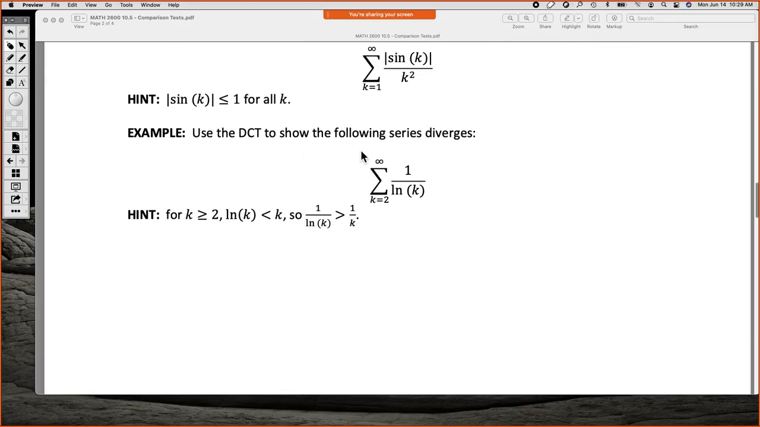All right, use the DCT to show the following series diverges, and we got a helpful hint. For k greater than or equal to 2, the natural log of k is less than k. So 1 over the natural log of k is bigger than 1 over k. All right, so we've got 1 over the natural log. So once again, we got to have these two series, and it's giving us a little hint here to get us started.